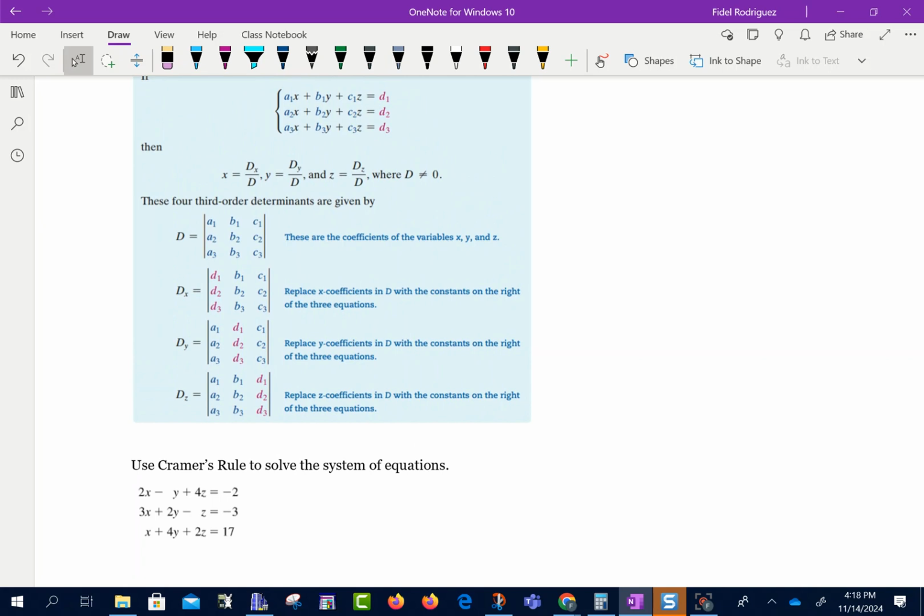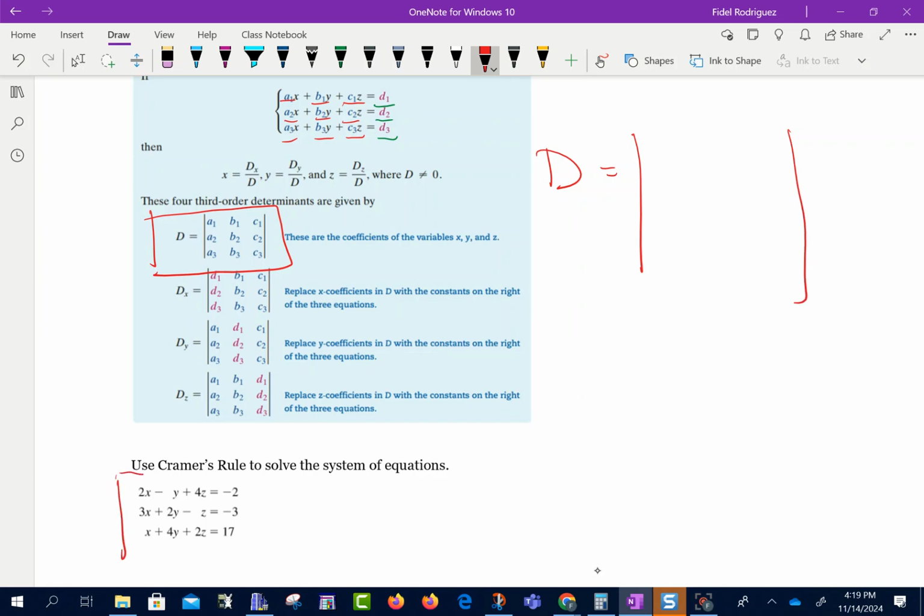Y'all, we're going to end up finding 4 matrices here, or 4 determinants. The first one, we're going to call it D. Y'all, the A numbers, again, are the numbers in front of my X's. The B numbers, the numbers in front of my Y's. The C numbers, the numbers in front of my Z's. But, y'all, the D numbers are the numbers that we have on the other side of the equal sign. Okay, so look, I'm going to walk you through the process, y'all, very slowly. Let's see if we can find the determinant for D.